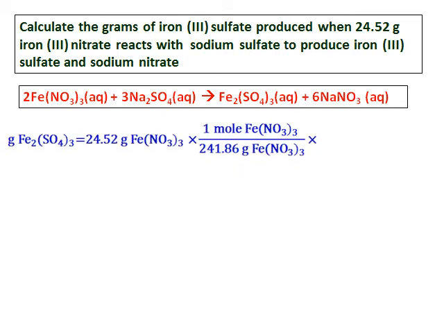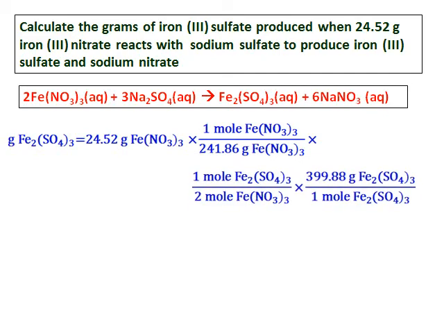You need to calculate the grams of iron sulfate produced. So start with 24.52 grams of iron nitrate and convert that into grams of iron sulfate using the equation, and you can get the answer. For these kinds of questions, the hard part is to write the equation correctly and balance it. The rest of it becomes easier.